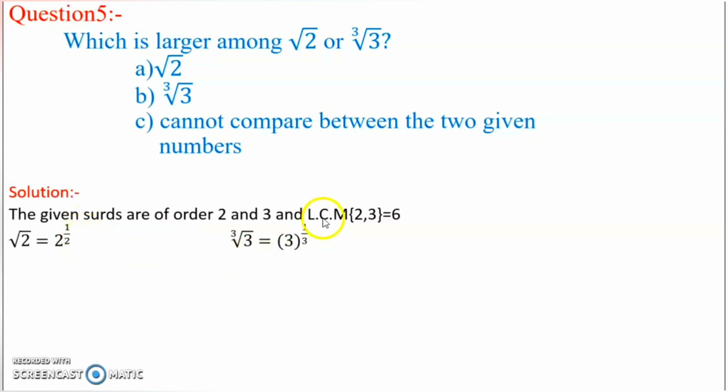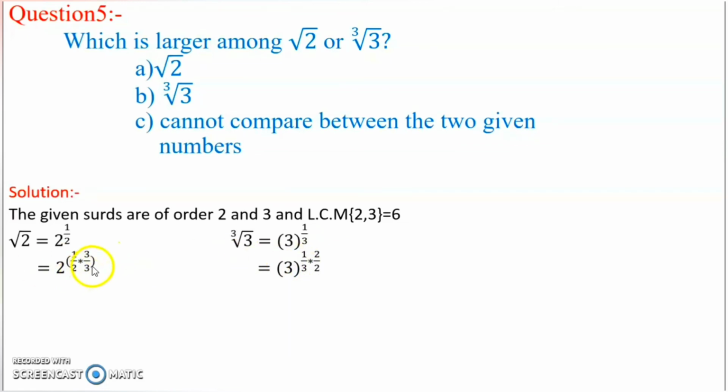Same way here I have 1 by 3. That is 3 raised to 1 by 3 I have, but I want some quantity raised to 1 by 6. So for that I want a 2 here. That is, I will adjust these so that the denominator becomes 6, and here I will adjust the 2 so that the denominator becomes again 6.